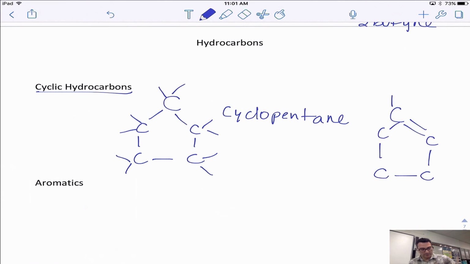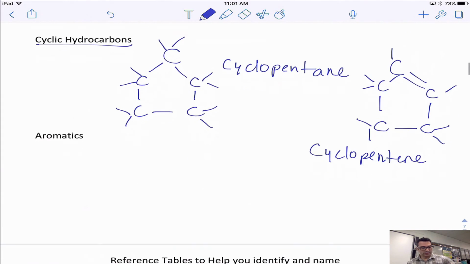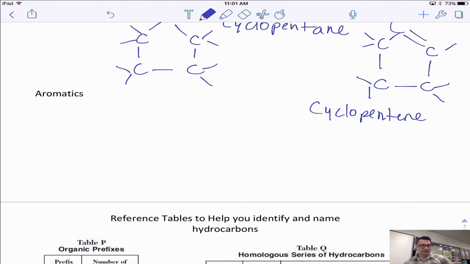And now this carbon would only have 1 hydrogen. This would have 1 hydrogen. 2, 2, 2, and 2. And so this would be cyclopentene. And the last ones I want to tell you about are the aromatics. Now those aromatics, they actually are ring structures that have double bonds alternating with single bonds like this. And they would have 1 hydrogen coming off.